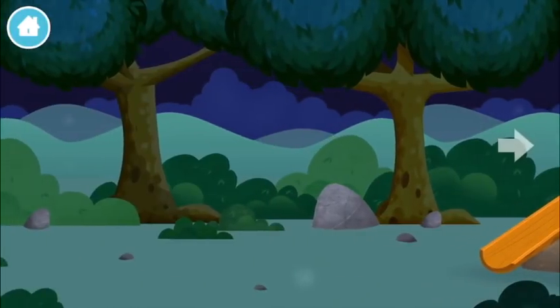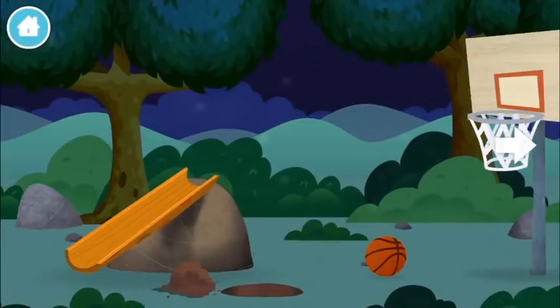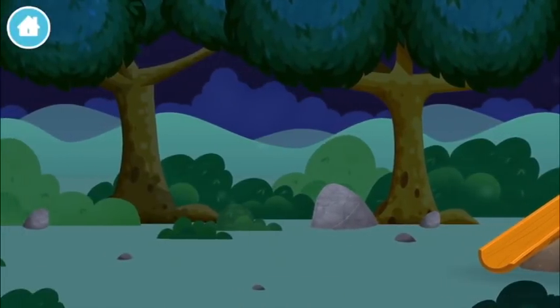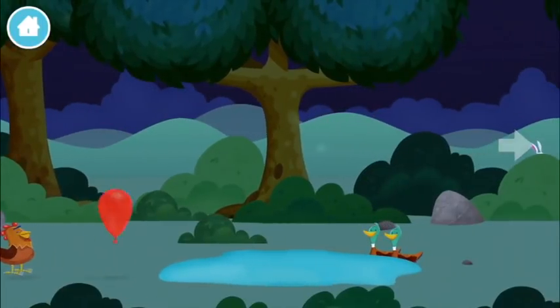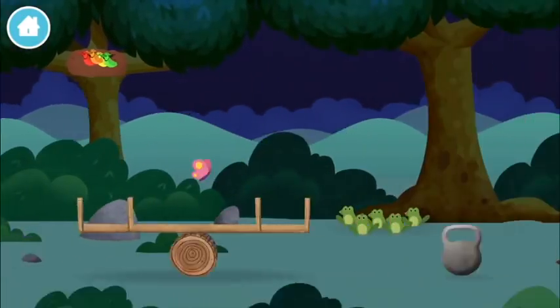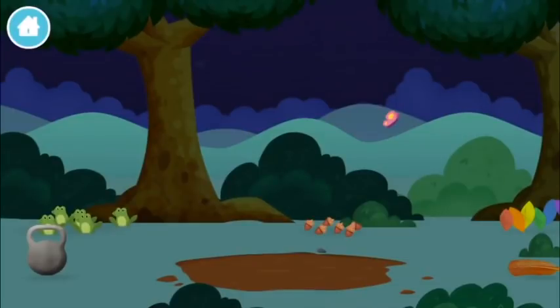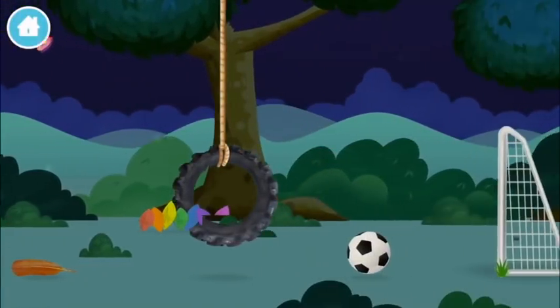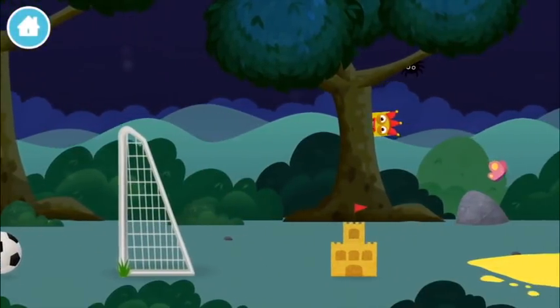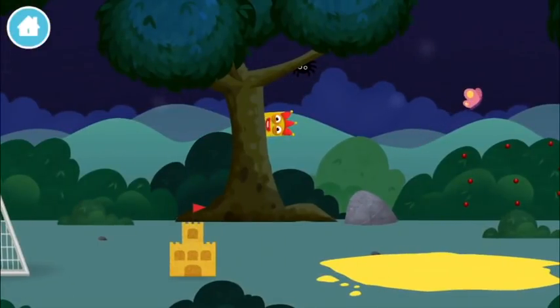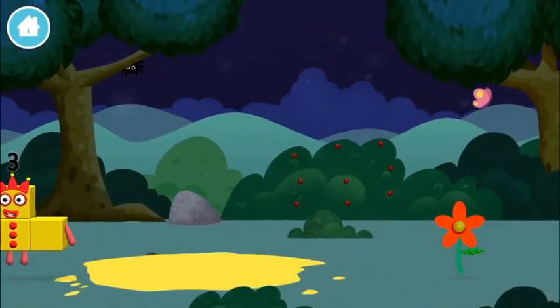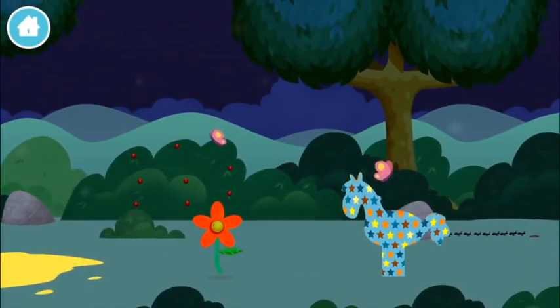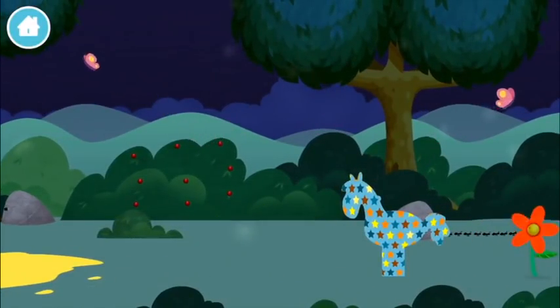A slide. A balloon. Seven multicolored leaves. Which number block is this? A flower.